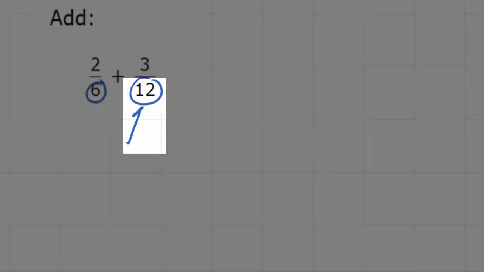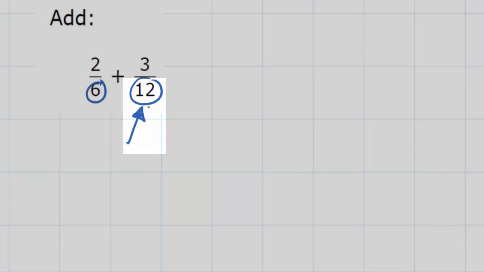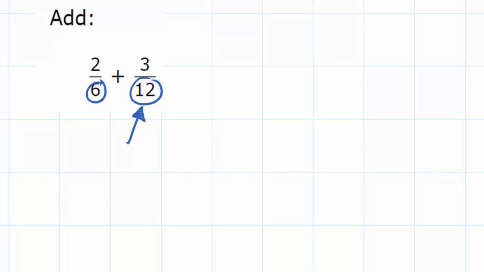But the one thing that I always tell all my students is take a look at the largest denominator and ask yourself, can the smaller of the two denominators become the larger denominator? And if it can, that's great. We don't have to go any further. We can just start the multiplication process. But if 6 can't become a 12 by multiplying it by something, then both denominators have to become bigger.